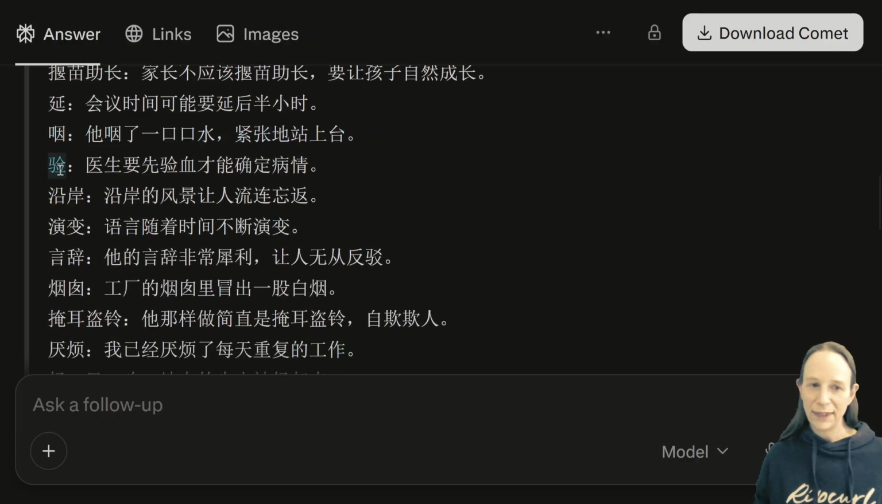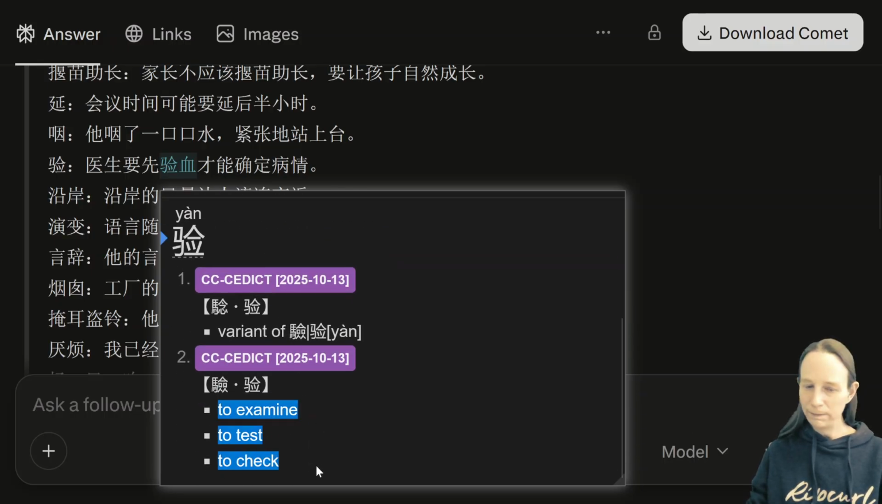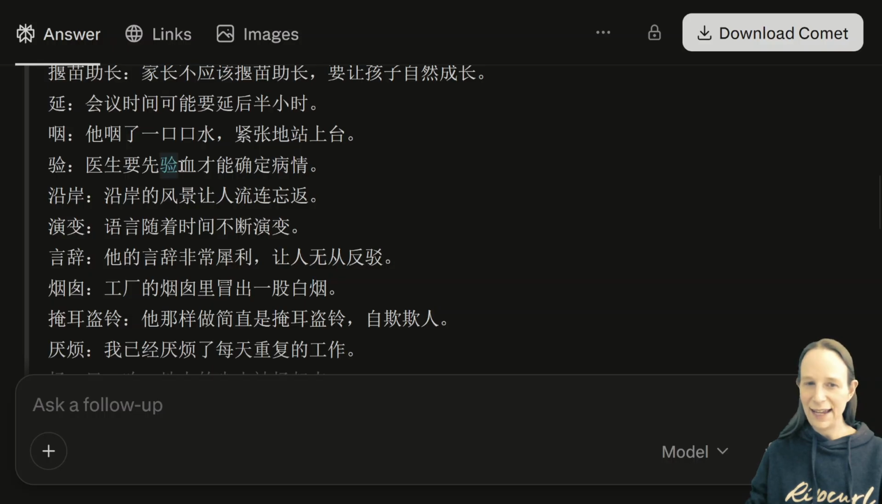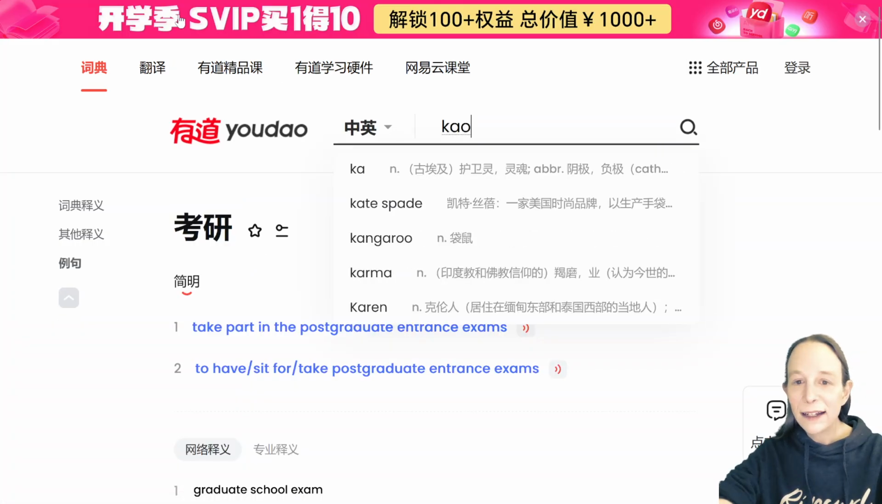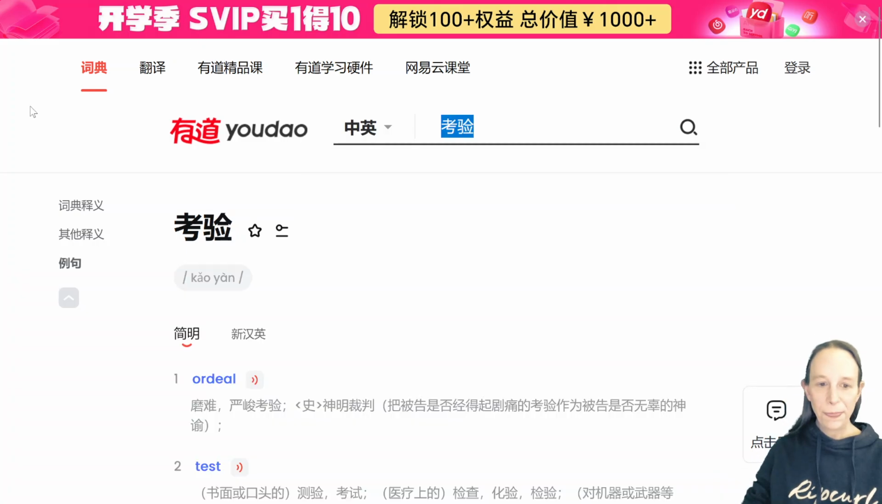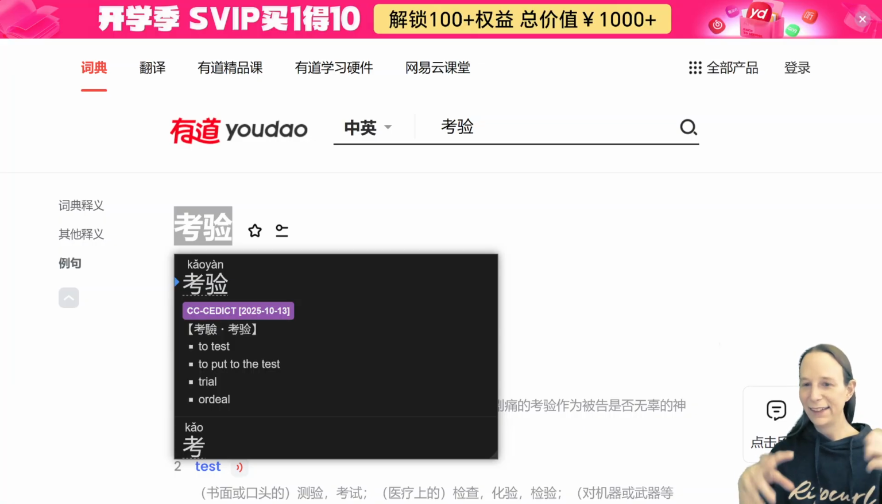Yan. Yan pertains to experiments. 医生要先验血才能确定病情. Yeah, 验血. I don't know what to say about this. It's used in a few words like 考验. 考验. No. This one. 考验. Yeah, so this is test, but not test in the sense of 考试. Test in the sense of it's a real test of our marriage.